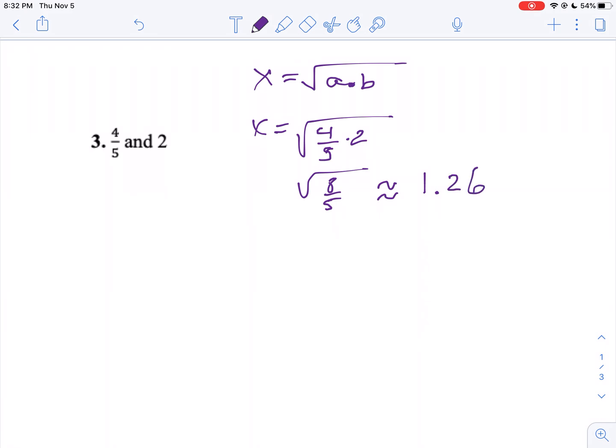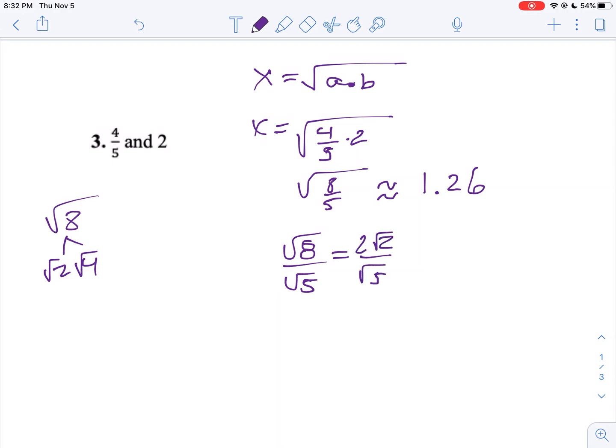You might simplify this. I have the square root of 8 over the square root of 5. Well, the square root of 8, if we make a factor tree, that's a square root of 2 times the square root of 4, and the square root of 4 is 2, so it's 2 radical 2 divided by the square root of 5. Except we can't have the square root of 5 in the denominator.